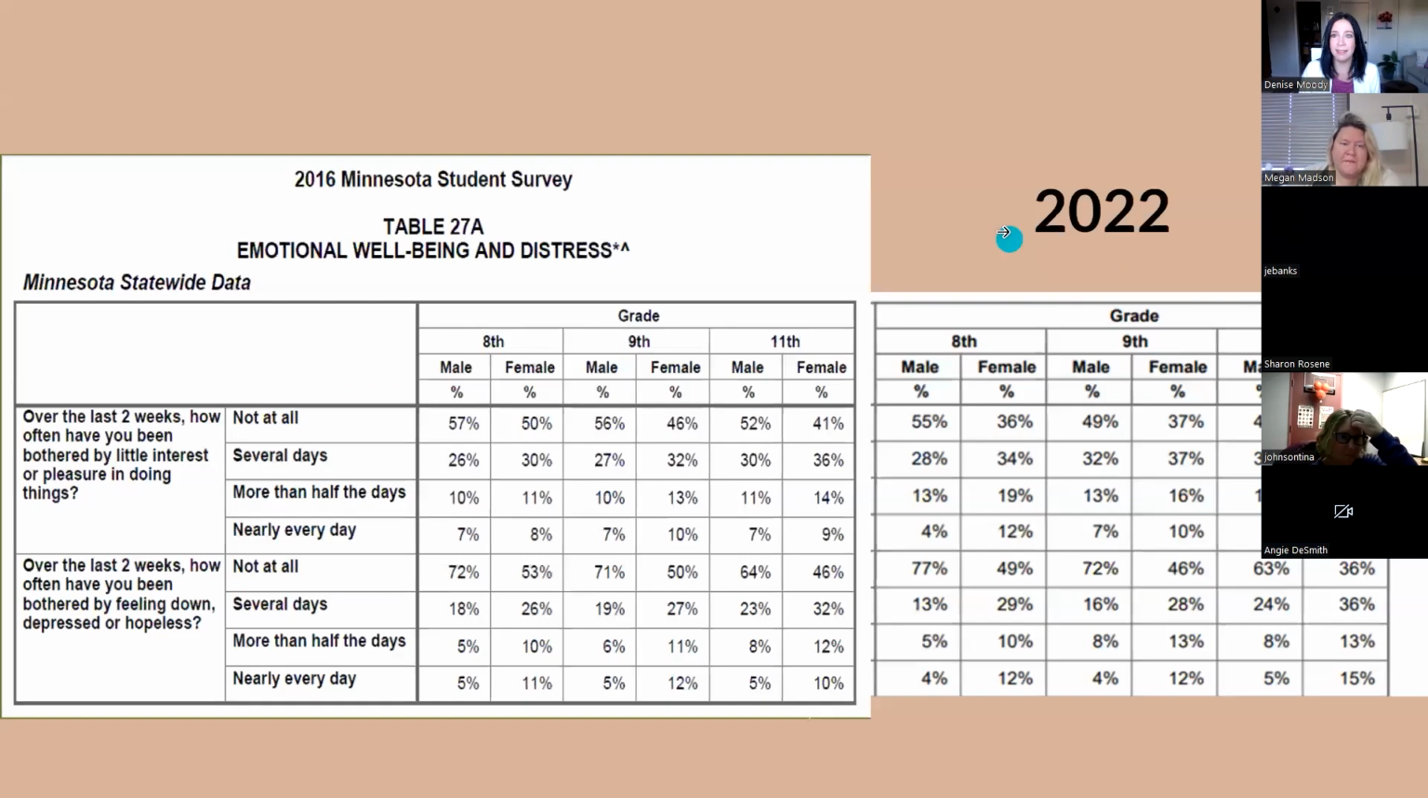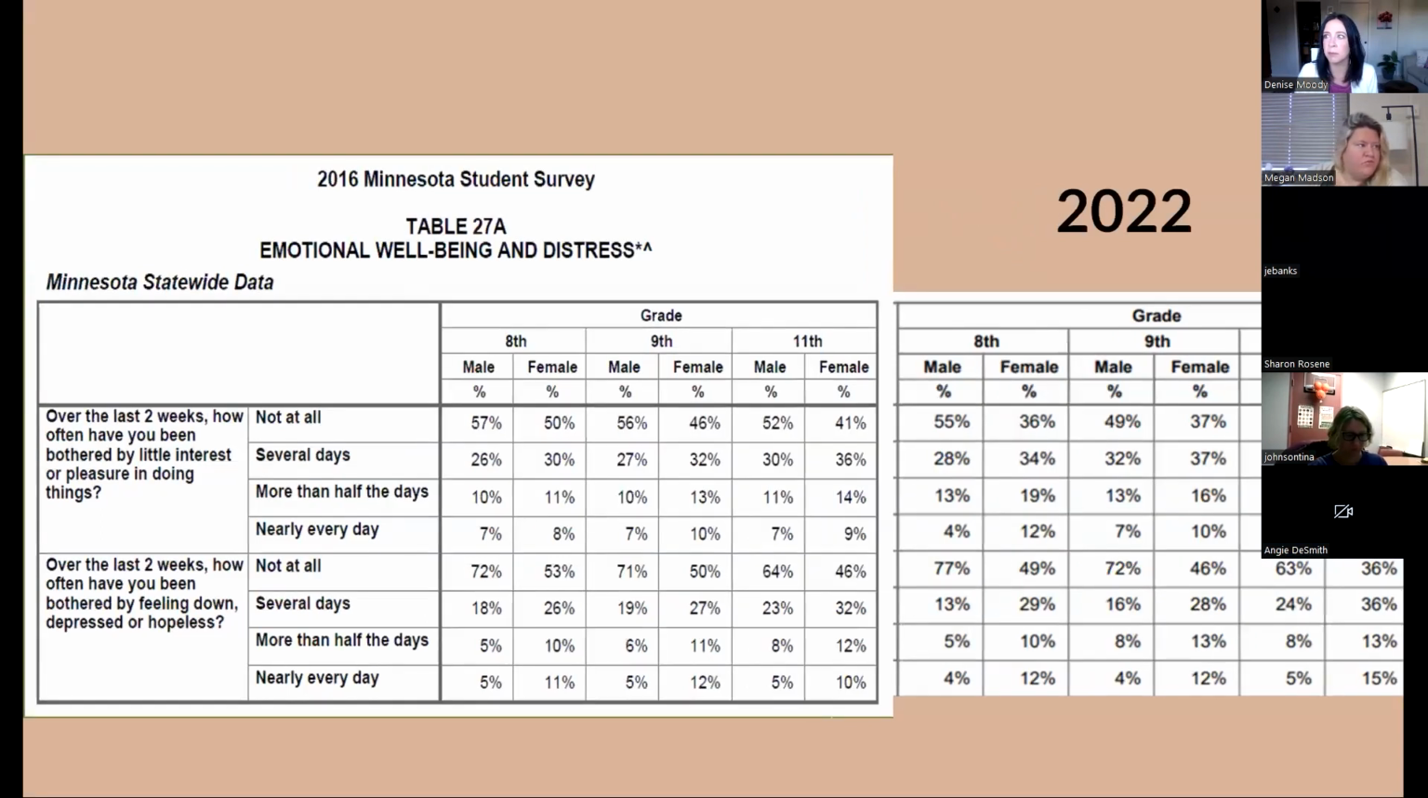Okay, so this is a little bit overwhelming, this data, but I want you to just take a minute and look through this. And we're going to use the chat here to comment on some of this data.